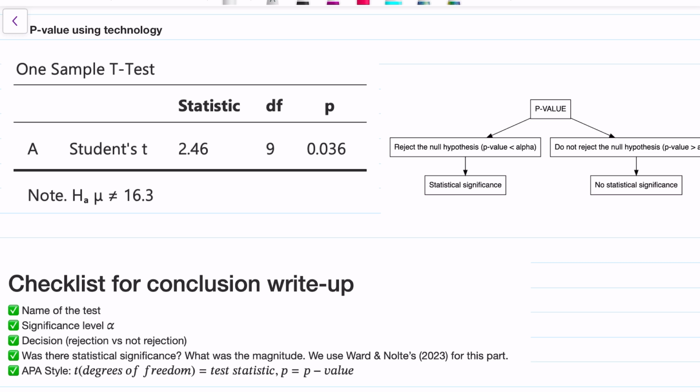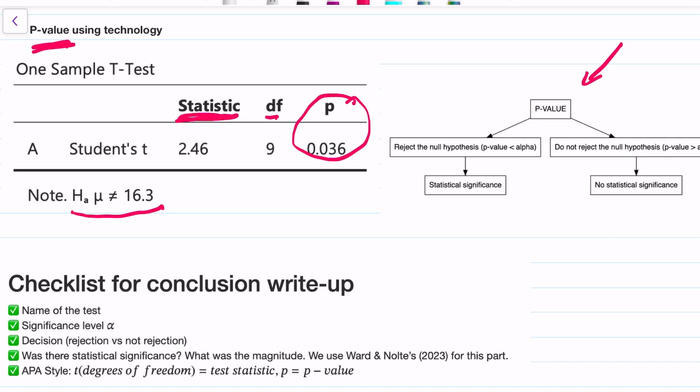So the next method that we're going to use to determine whether we reject or not the null hypothesis is the p-value method. So usually we're going to get the p-value from technology. Here I already have the table, what it would look like in Jamovi. My p-value is here, degrees of freedom are here. Statistics is basically the test statistic, what we calculated. This is our alternative hypothesis. I have this little diagram in our notes, so make sure you look at it when you need to make this decision.